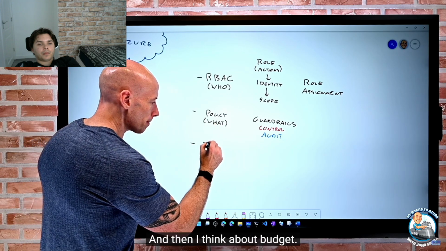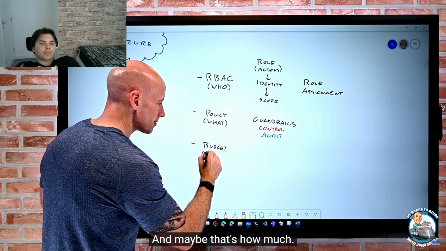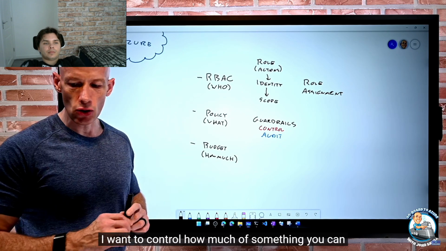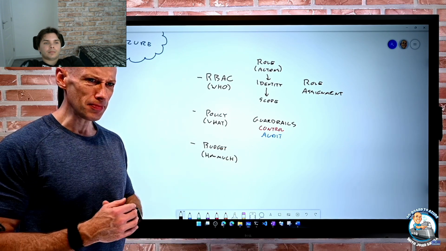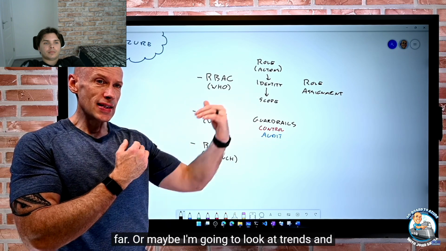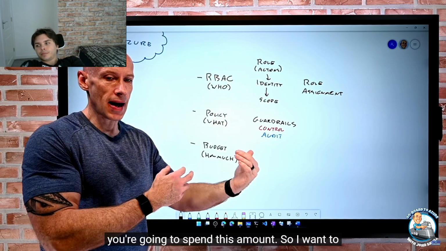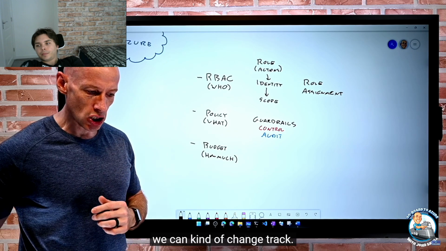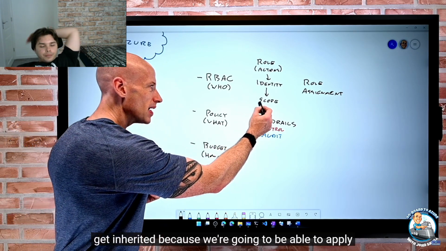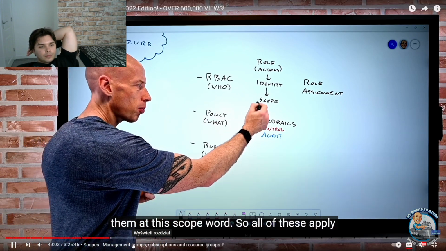And then I think about budget. And maybe that's how much. I want to control how much of something you can create, again, at a certain scope. And maybe that's, hey, I want to control how much you're going to spend based on what you've spent so far. Or maybe I'm going to look at trends and say, hey, look, if you carry on as you are, you're going to spend this amount. So I want to kind of stop you now or alert you now so we can change track. For all of these different things, they're actually going to get inherited because we're going to be able to apply them at this scope word. So all of these apply at a certain scope.